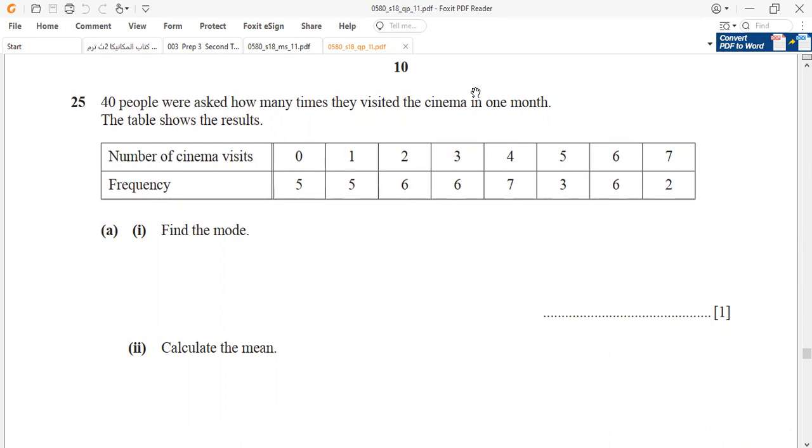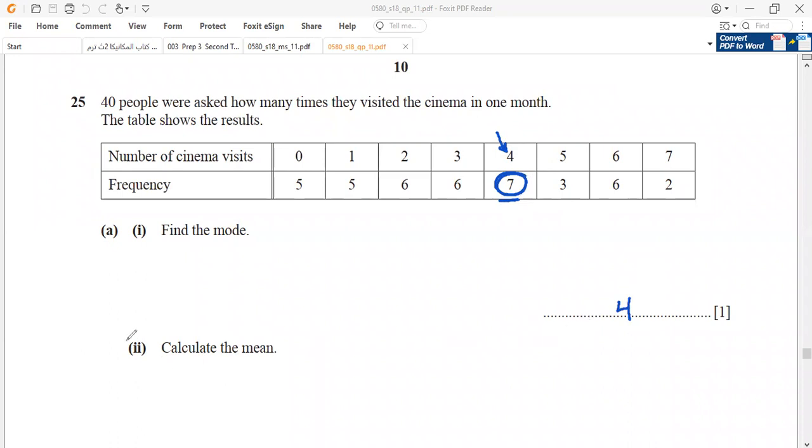The mode is the value that is most repeated. Here we have the most repeated number. Here we have 7 as a frequency for this value. The value 4 is repeated 7 times. Be careful. Don't write the mode as 7. The mode will be 4. The number 4 is repeated 7 times. So the mode here will be 4.